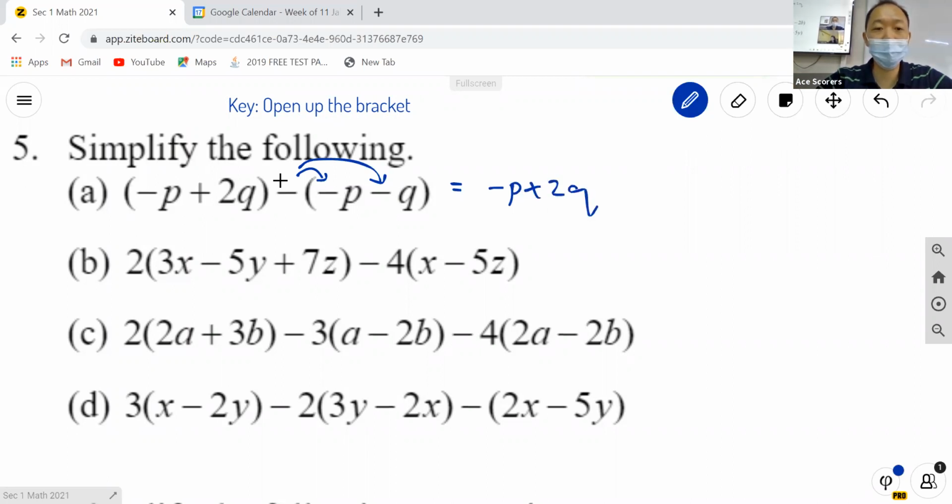But the second one, we got the rainbow. So minus times minus plus p. Then the next one, minus times minus, yeah, plus q. Okay, so once we have opened up the bracket, we can evaluate. So minus p plus p, what's minus p plus p? Yeah, very good. 0, nothing, no more. Then 2q plus q? 3q. So the answer is just 3q. You can remove the 0. Just 3q. So that's okay.